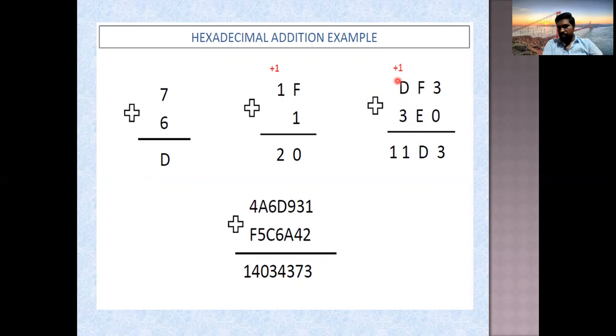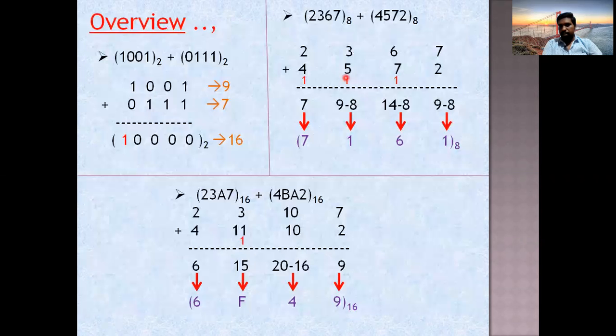So 3 plus 1, 4. 4 plus D is 17. Okay. 17 is not in the range. That's why 16 is subtracted. Therefore 17 minus 16 is 1. Therefore, as we are subtracting 16 here, put 1 carry here. That carry is taken directly to the answer. Okay, clear? So like this, we need to perform the hexadecimal addition.